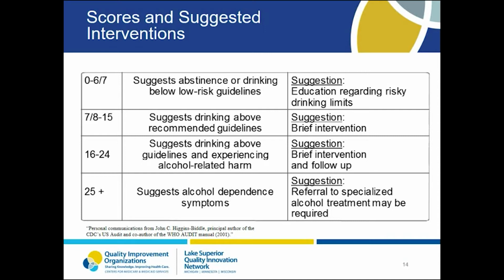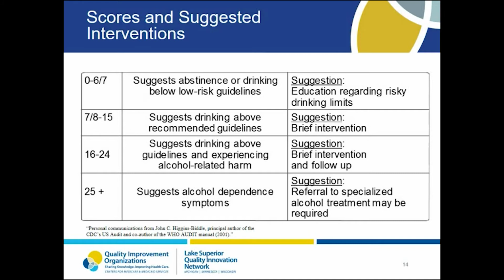This will be identified by the US-AUDIT 1 through 3 pre-screen. The recommended intervention for this group is to validate their appropriate use of alcohol, educate them regarding the low-risk guidelines, and encourage them to remain within these limits.